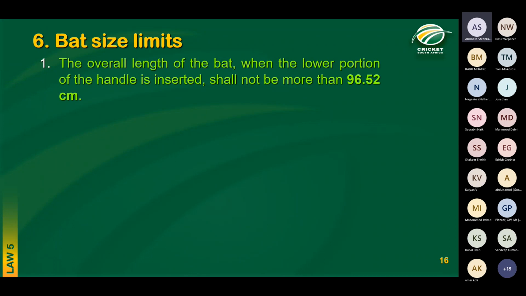The bat. When it comes to the overall length of the bat, all the law tells us is that the bat should not be more than 96.52 centimeters in length. When it comes to the length, the only thing the law tells us is the bat is not to be more than 96.52 centimeters.